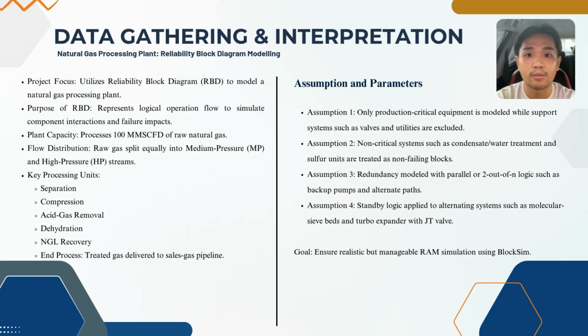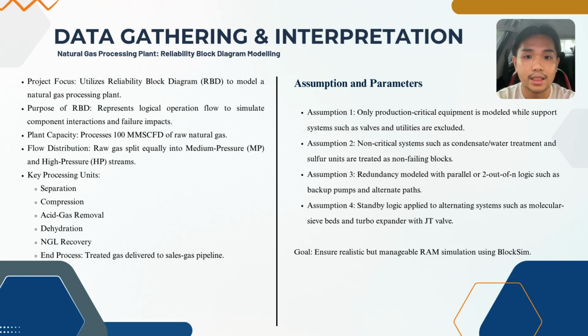The plant we are modeling processes 100 million standard cubic feet per day of raw natural gas. This gas is split evenly into two streams. One is medium pressure or MP and the other is high pressure or HP. Both streams go through key processing units such as separation, compression, acid gas removal, dehydration and NGL recovery. After passing through these units, the treated gas is sent to the sales pipeline.